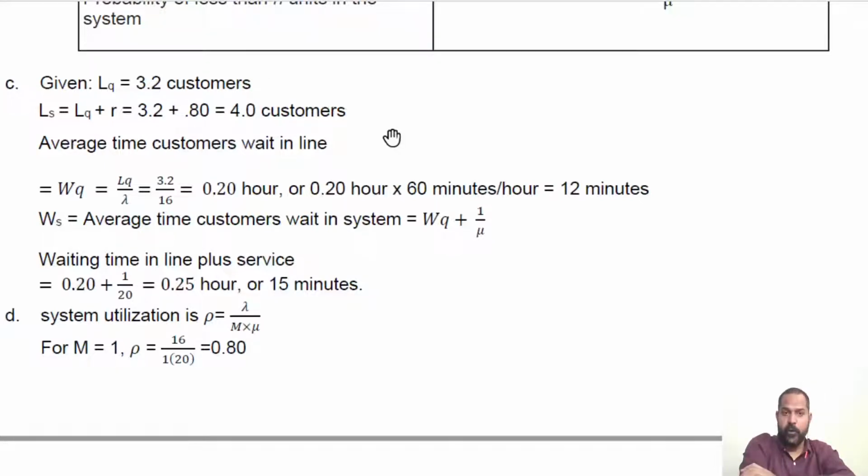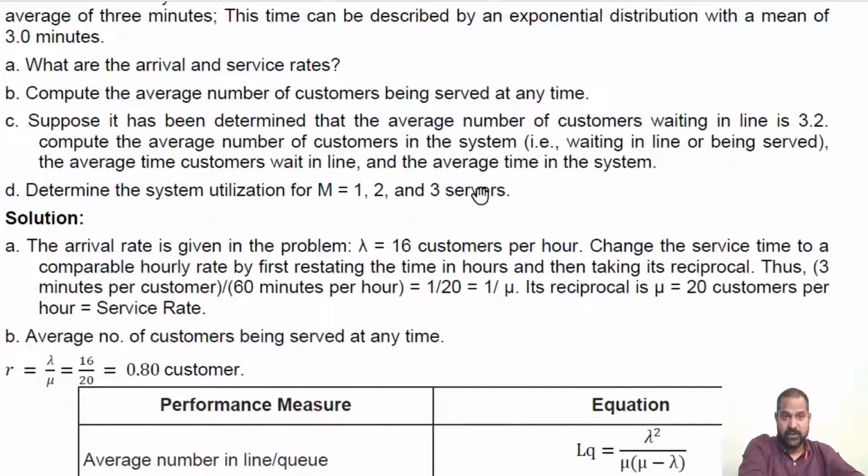Now the rest, why have they found? Or did I not read? Yes, they have asked. Compute the average number of customers in the system, that is, waiting in line to be served or being served. So the entire system. The average time a customer waits in line and the average time in the system. Average time a customer waits in line is WQ and average time in the system is WS. WQ according to me is 12 minutes. Yes, mine is also 12 minutes. Waiting in the system according to them is 15 minutes, which is also correct.